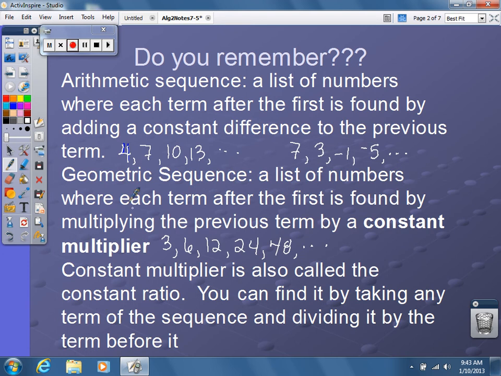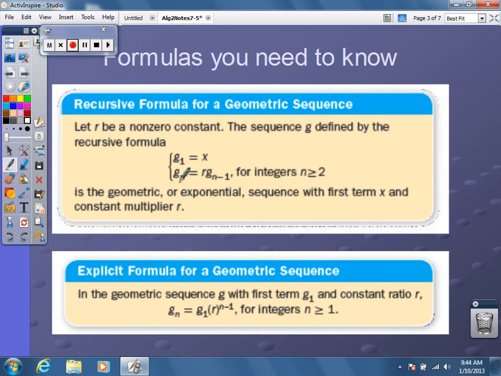It's usually pretty easy to tell if something is geometric because it's going to get larger much quicker than arithmetic. Because of the constant increase there, arithmetic is not going to be big jumps and bigger jumps. So if you notice it's geometric and you want to find that constant ratio or multiplier, just take 48, divide by 24, any term divided by the one in front of it, and you will get your constant ratio. Okay, here are some formulas and you need to know them.